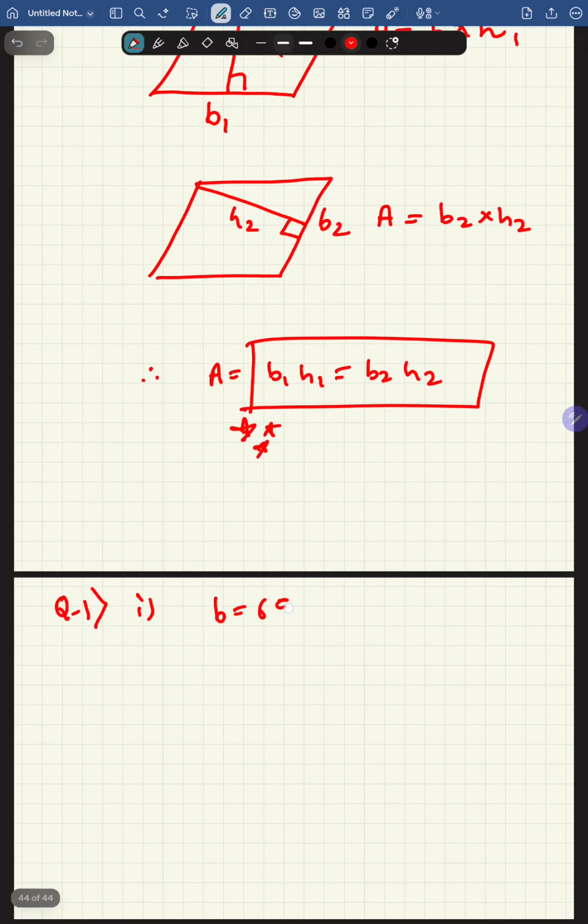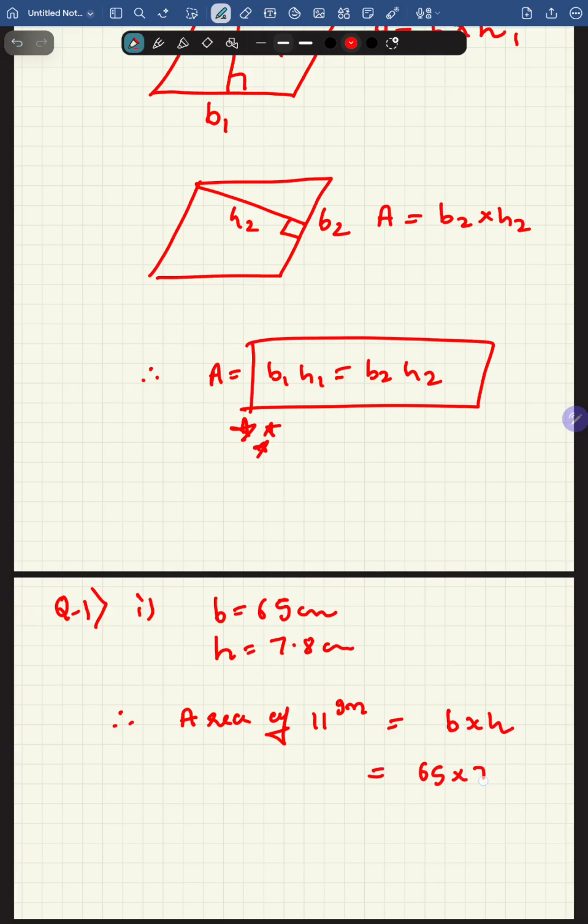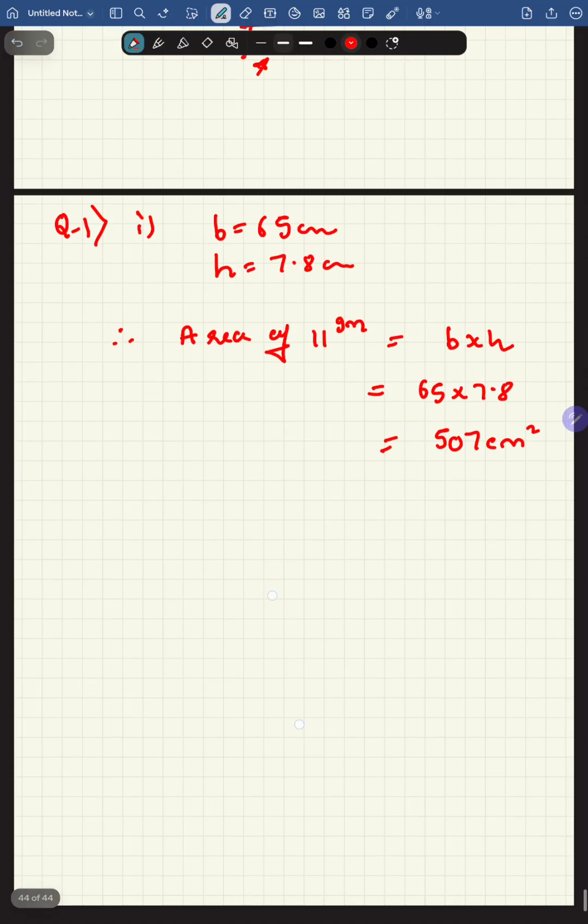Your base is 65 centimeter. Your height is 7.8 centimeter. Therefore, we all know the area of a parallelogram is base into height, which is 65 into 7.8, which is equal to 507 centimeter square. Very easy sum to begin with.